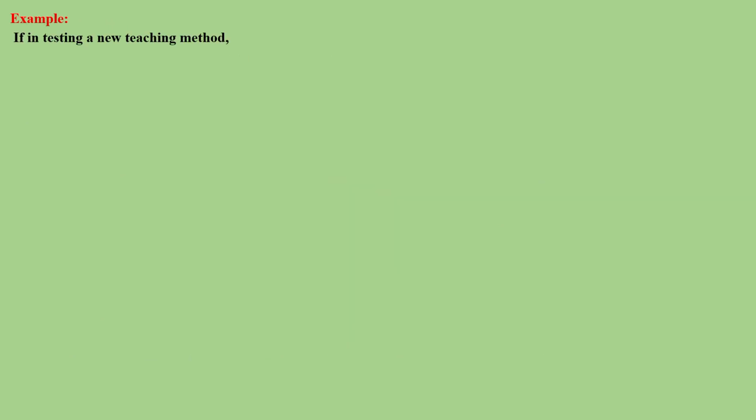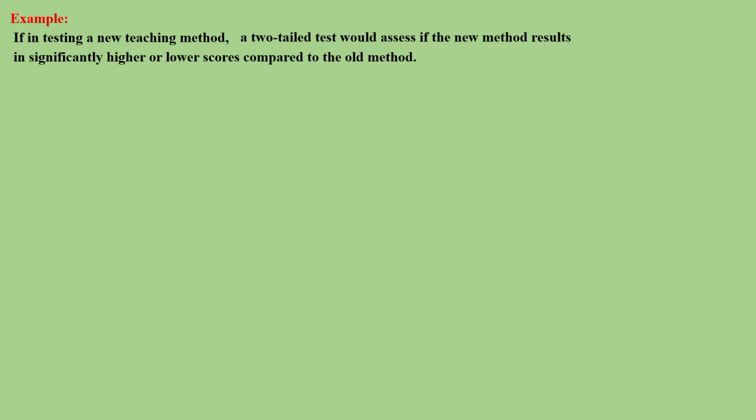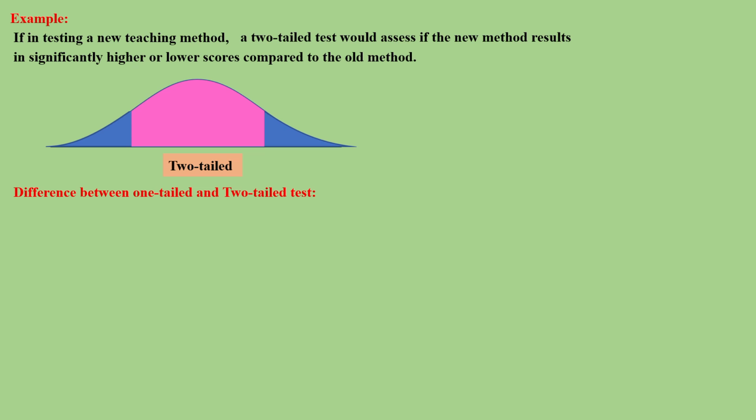In testing the new teaching method, the same example, a two-tailed test would assess whether the new method results in significantly higher or lower scores compared to the old method. So both will be measured in this, right? So here, two-tailed, both sides. Now the difference between one-tailed and two-tailed.